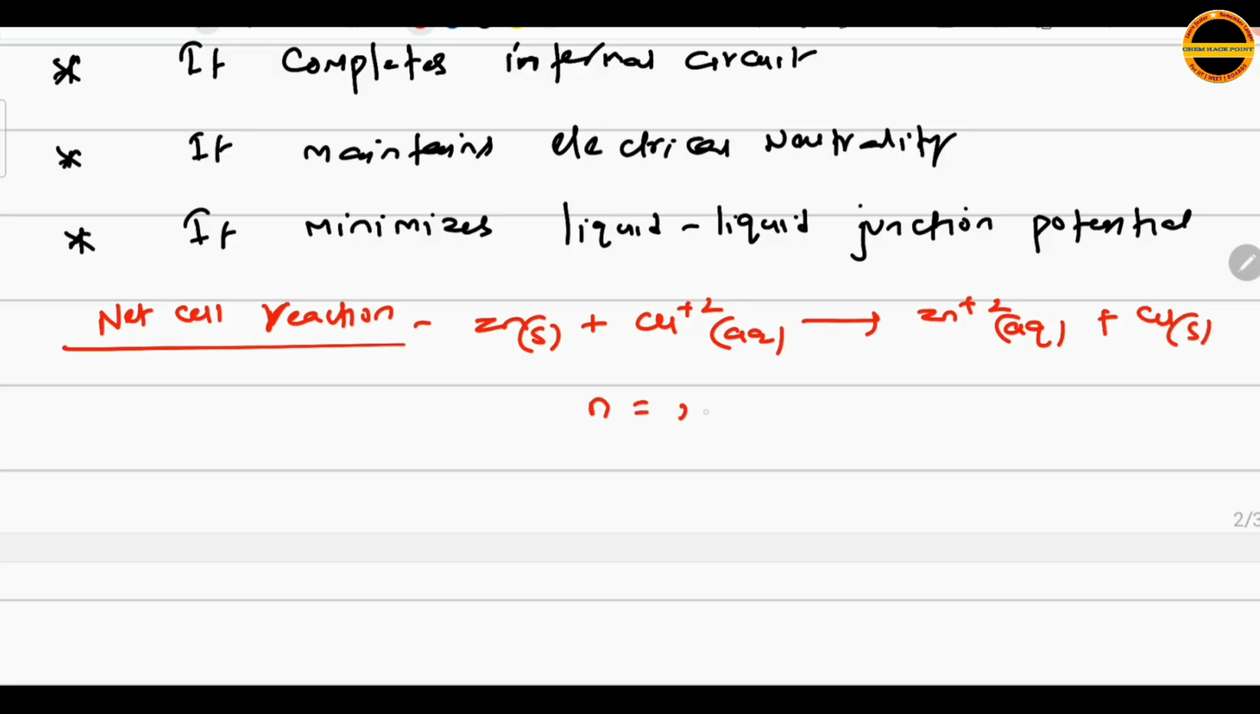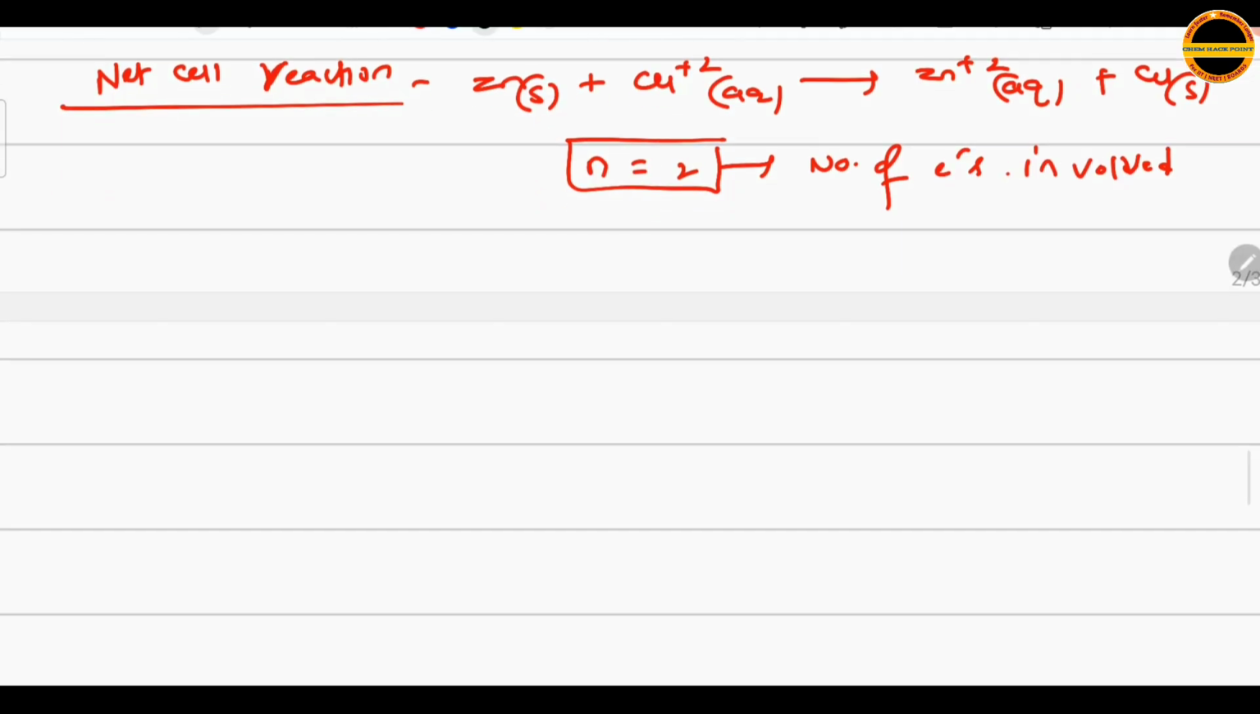So here the n factor is 2. What is n? The number of electrons involved in the reaction, that is 2. You can write it directly as n equal to 2, meaning the number of electrons involved during this overall net cell reaction. If I write the Q value, which you studied in thermodynamics, Q is equal to product concentration by reactant concentration, and solids we neglect here, so concentration of Zn2+ by Cu2+. It is the reaction quotient.